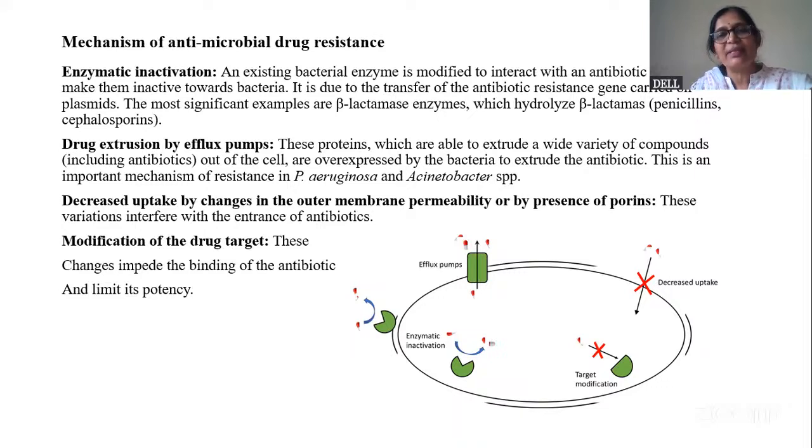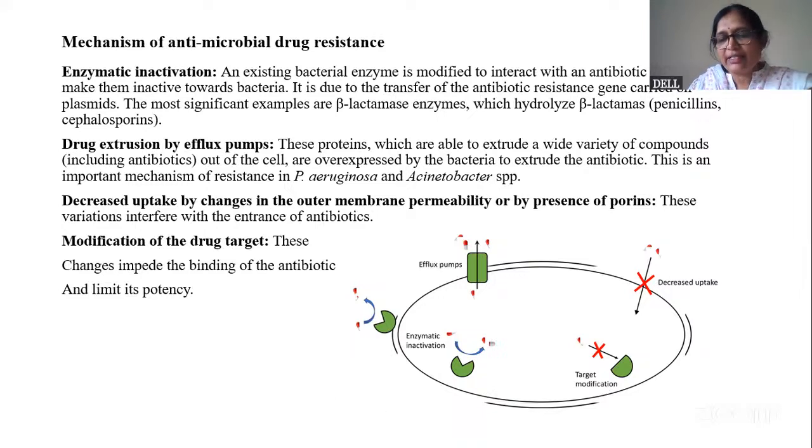Therefore, the bacteria will survive. And also the permeability of the membrane is very important. So you can see that if the permeability is not there, the antibiotics cannot get into the cell. Same way, the modification of the drug targets. So if the drug targets are modified due to a point mutation or whatsoever, then again, the bacteria will show antibiotic resistance.